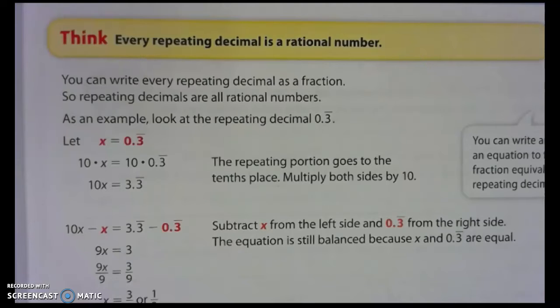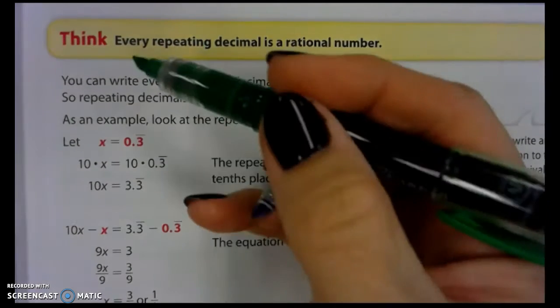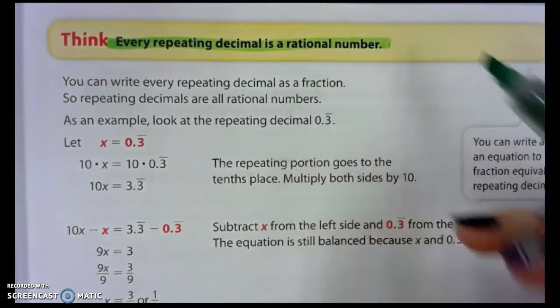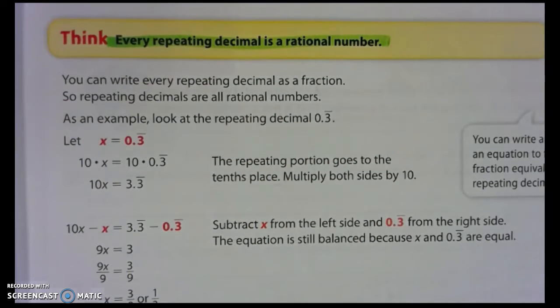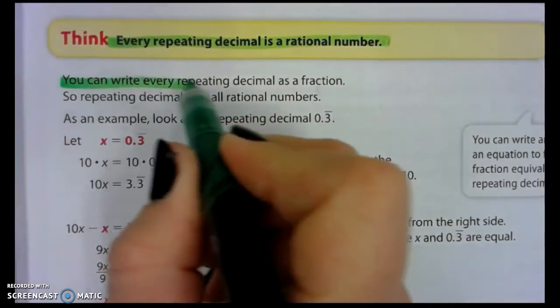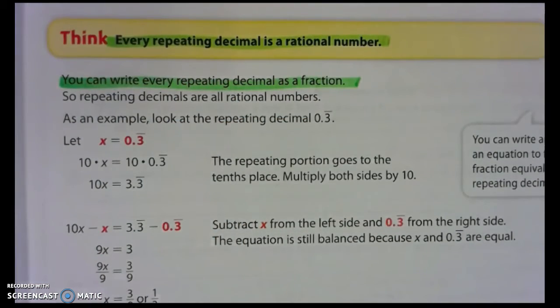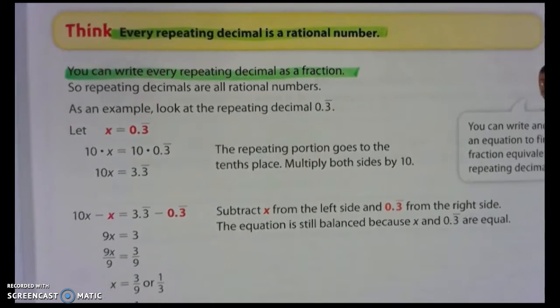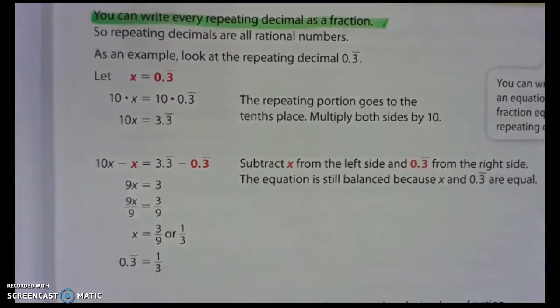The last one that goes into the rational number category is your repeating decimals. Every repeating decimal is a rational number. Now, a repeating decimal is a rational number because you can write every repeating decimal as a fraction. It is not a simple process, but it is a process that you have to learn to do.